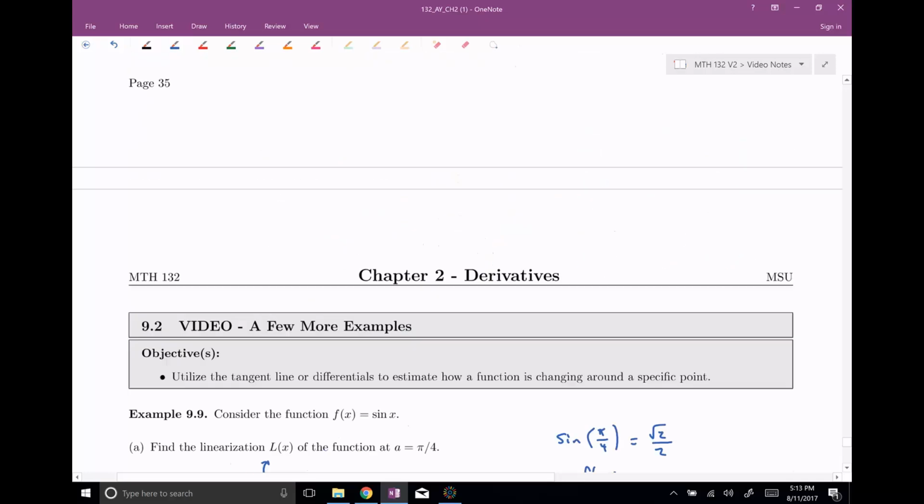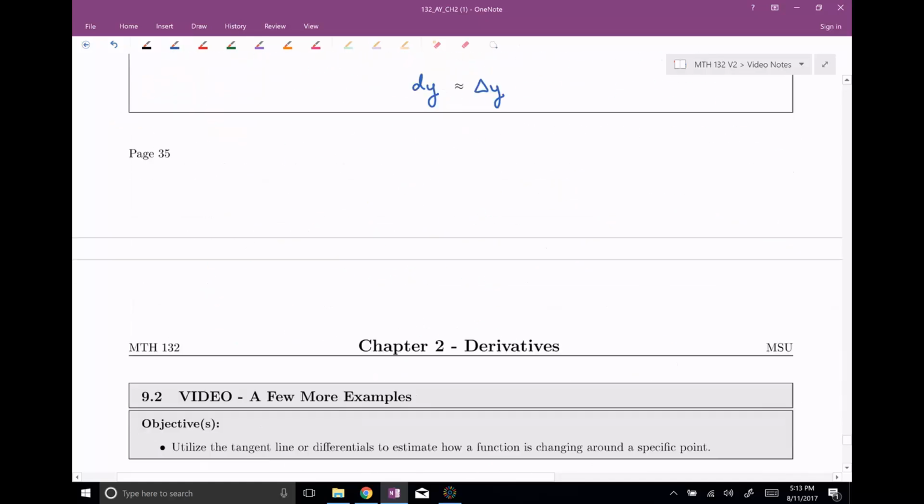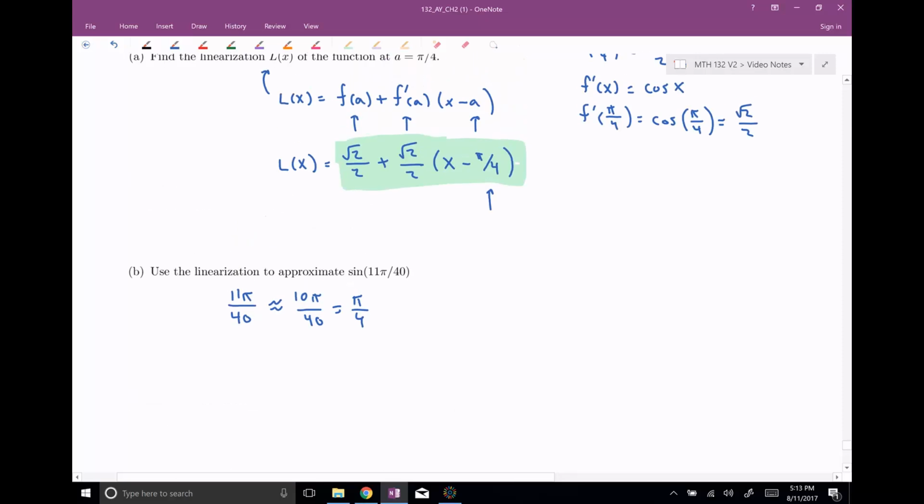And so we have this nice statement from our previous video way up here, that the function's height and the linearization, or the tangent line's height, are approximately equal to each other as long as x is close to a. And in this case, the value 11 pi over 40 is indeed close to pi over 4. So the linearization will do a good job approximating the function. So this is our function, sine, at 11 pi over 40. So again, what we're using here is f of 11 pi over 40 will be approximately equal to the tangent line's height at 11 pi over 40.